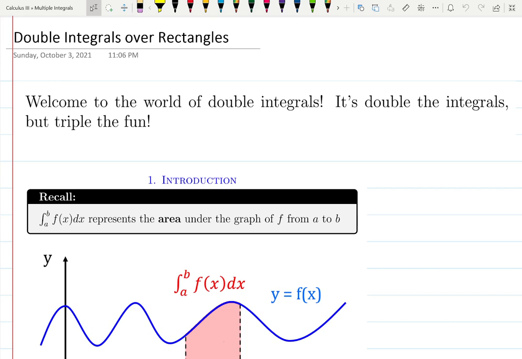It's double the integral, but triple the fun. Yay! Yes. Not my idea, but I like it. Wouldn't triple integral be triple? Next. Double integral be triple integral.